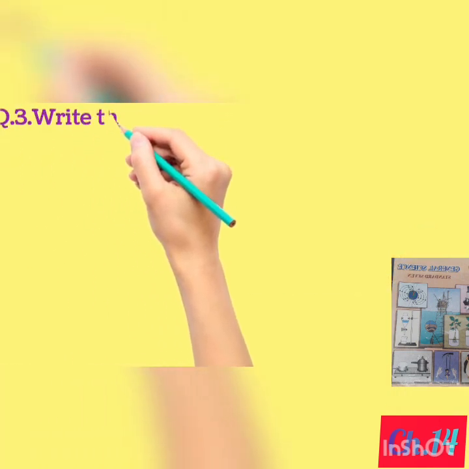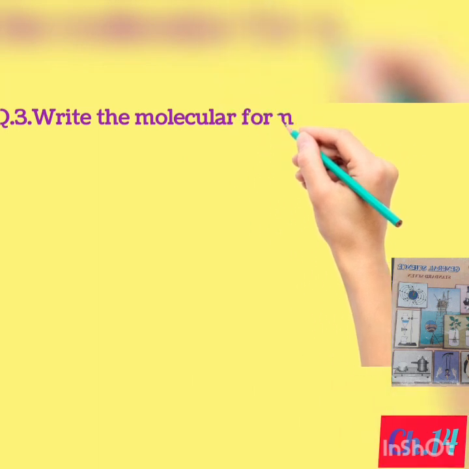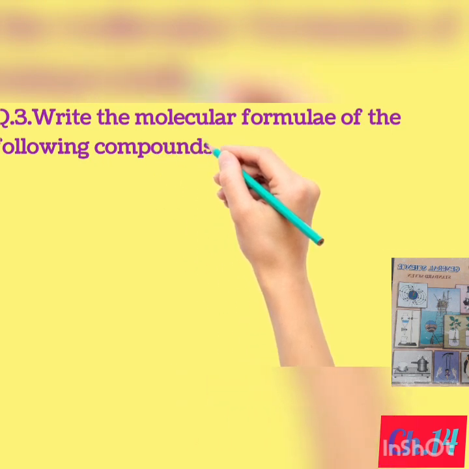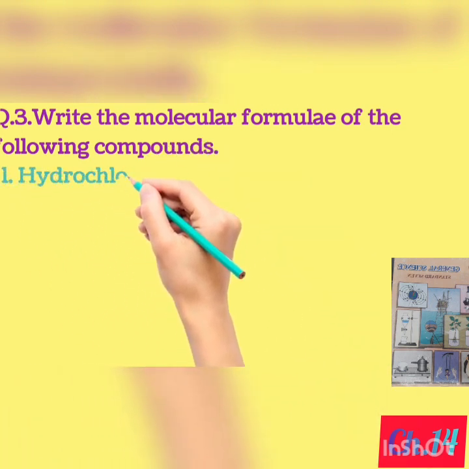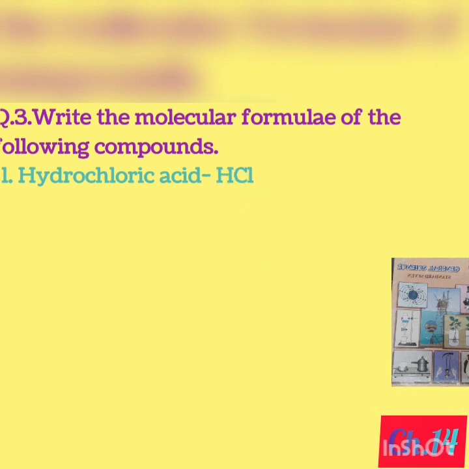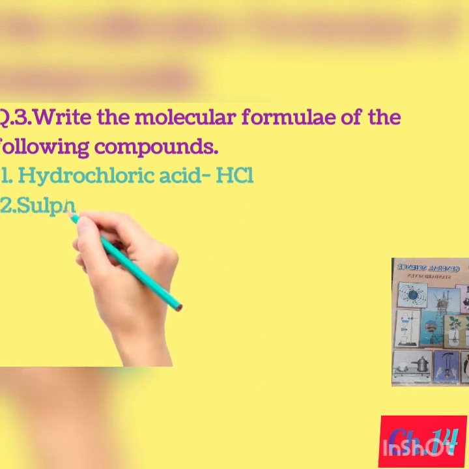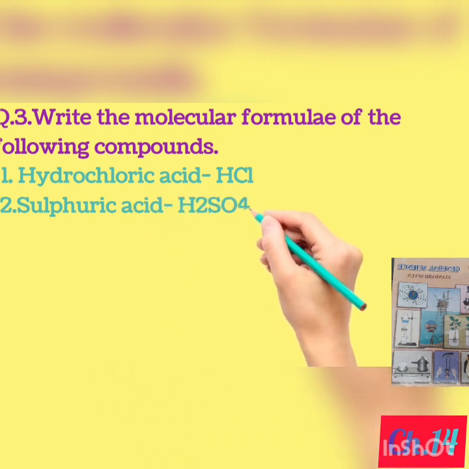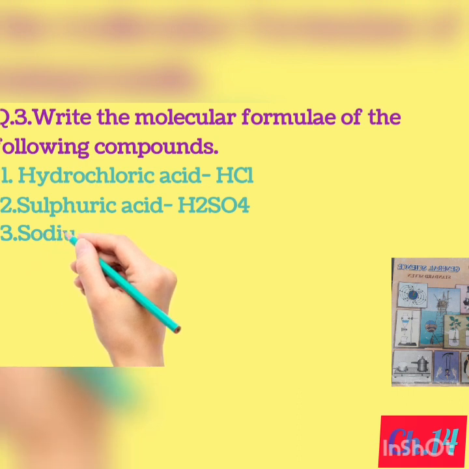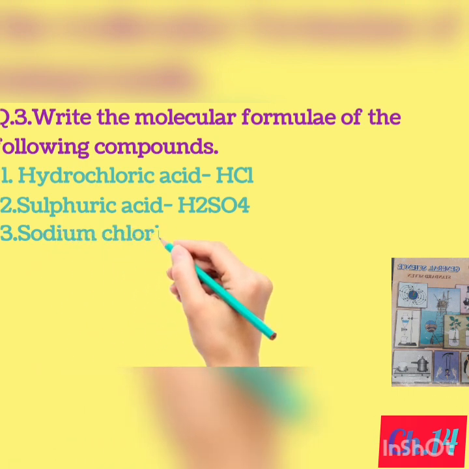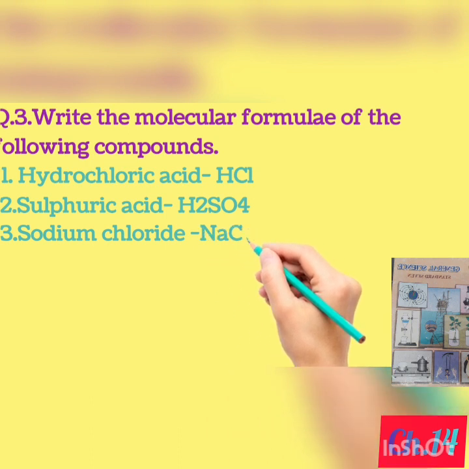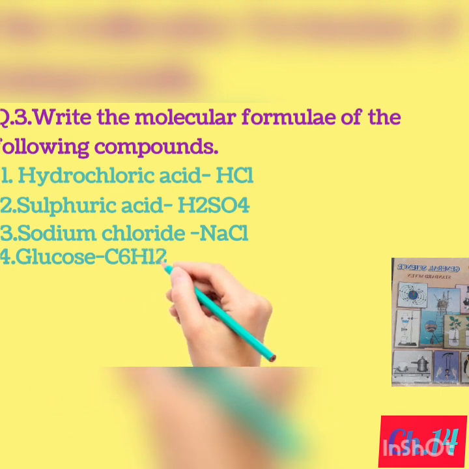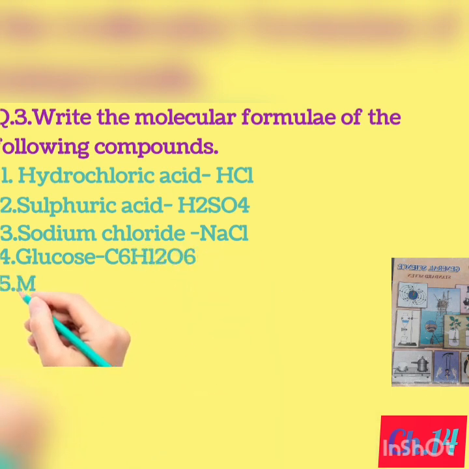Now, question number 3. Write the molecular formula of the following compounds. First one is hydrochloric acid, HCl, sulfuric acid, H2SO4, then sodium chloride, it is common salt, NaCl, glucose, C6H12O6, and methane is CH4.